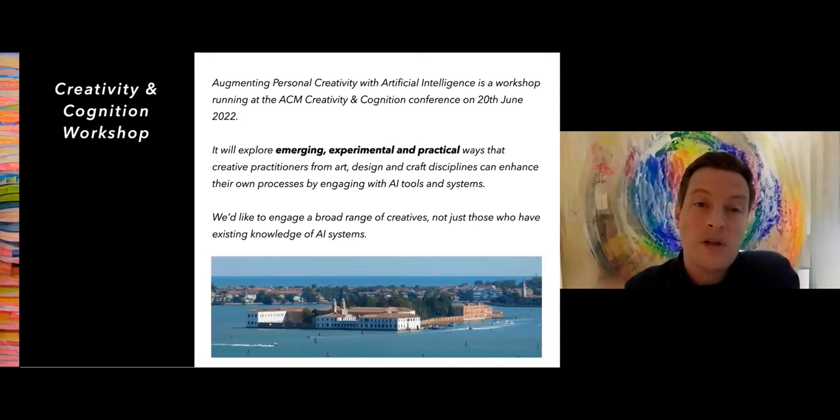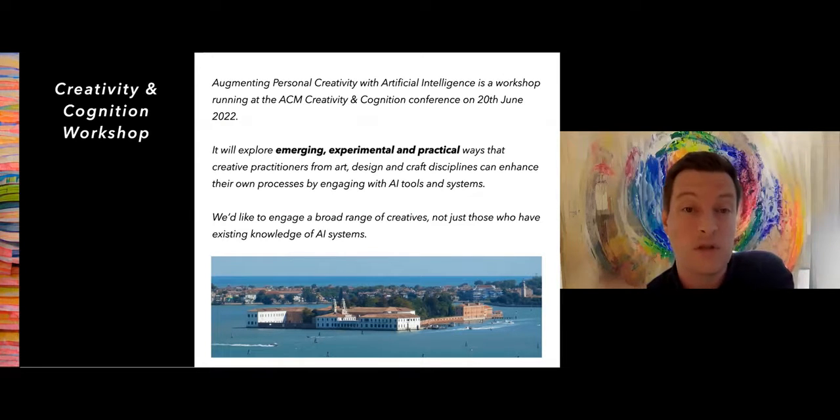So let me tell you a little bit, first of all, about the conference that we're going to be running. This session that we're running now is an early pre-session for the conference that we're running in June. It's part of the ACM's Creativity and Cognition conference. The workshop will be running on the 20th of June 2022, and we're taking submissions now.